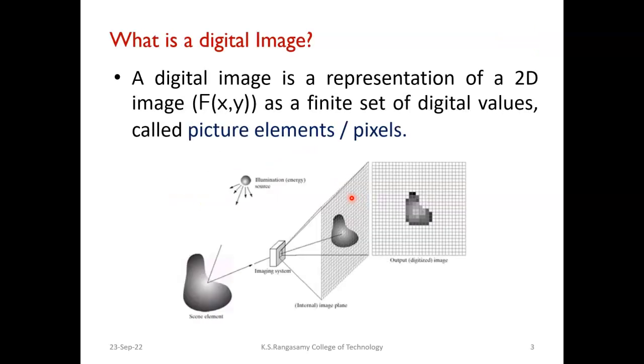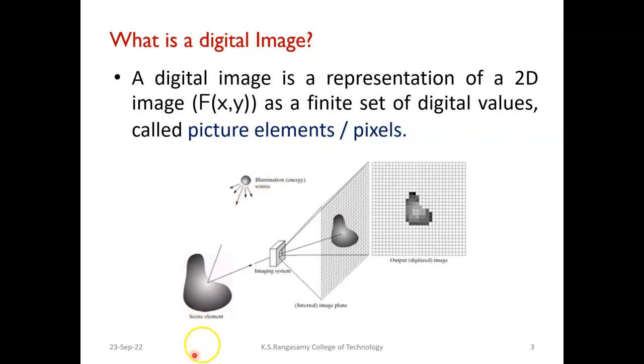First, we see what a digital image is. It is a representation of a 2D image. It is only a two-directional image that is represented as f of x comma y, so two-dimensional, x and y axis. It is a finite set of digital values, called picture elements, image elements, or pixels. Mostly we use the term pixels.